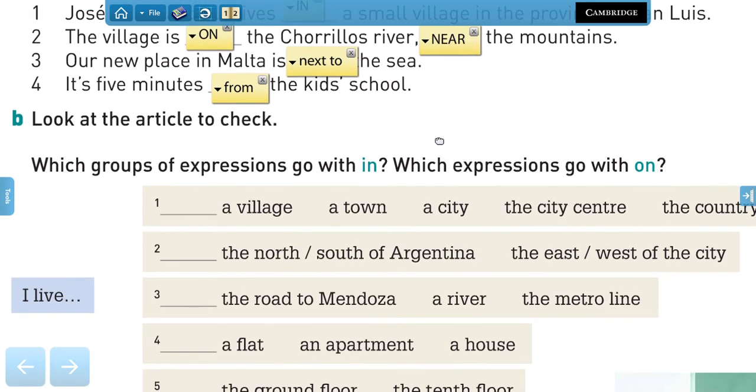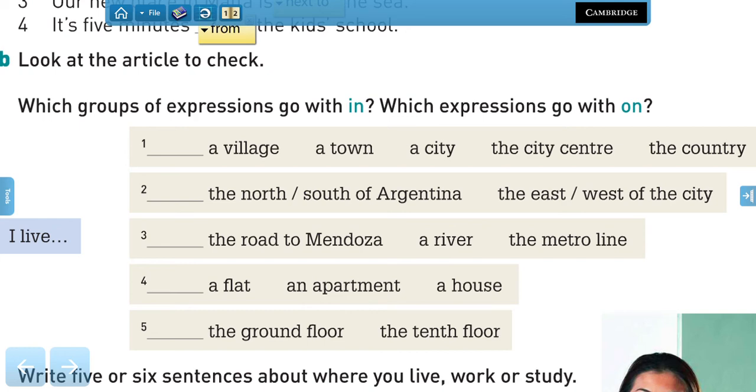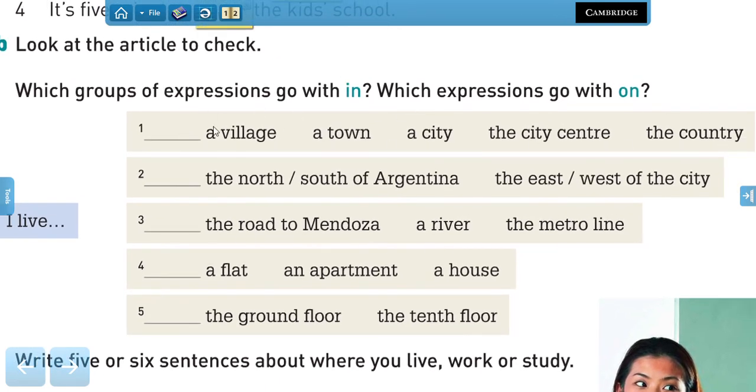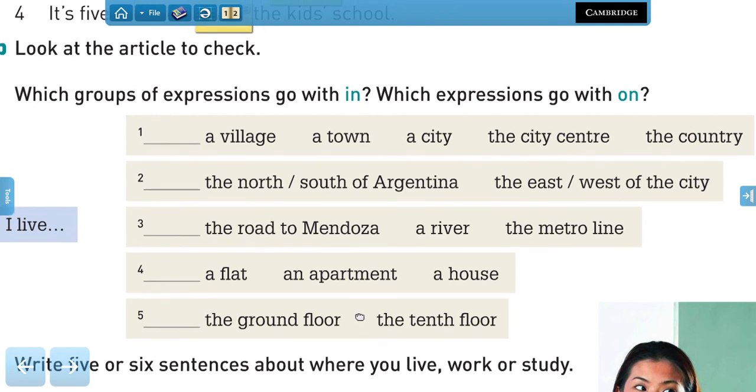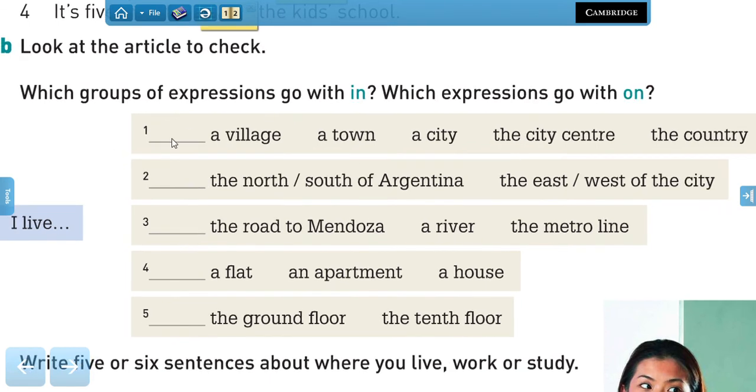Now, here we have some groups of expressions. So we have group 1, group 2, 3, 4, and 5. What I want you to do is to decide which preposition we're going to use with the entire group. And we have only two options, in and on, right? So try to think about these groups of expressions and decide which is the correct one, in or on. Pause the video so you can have more time to do the exercise.